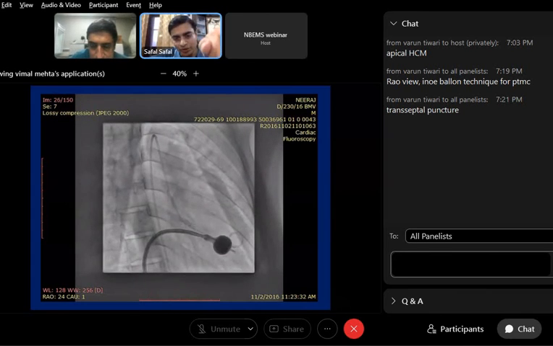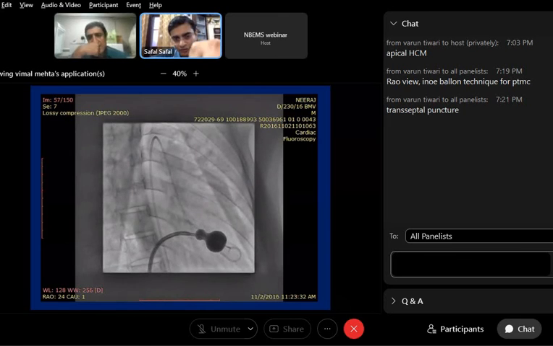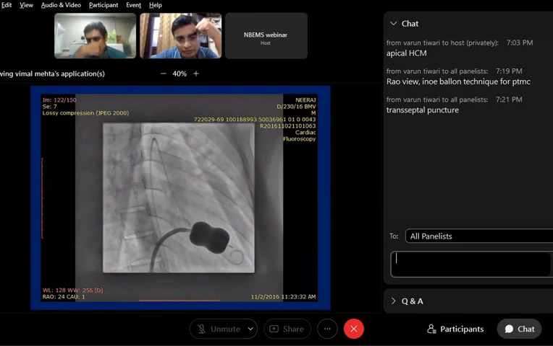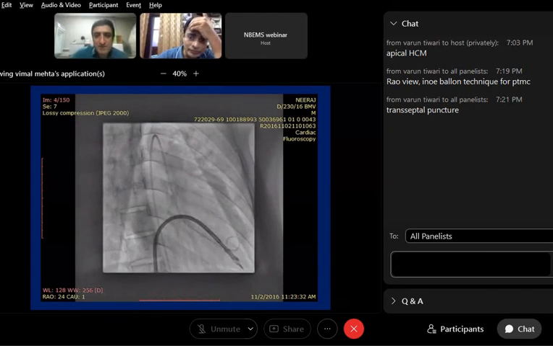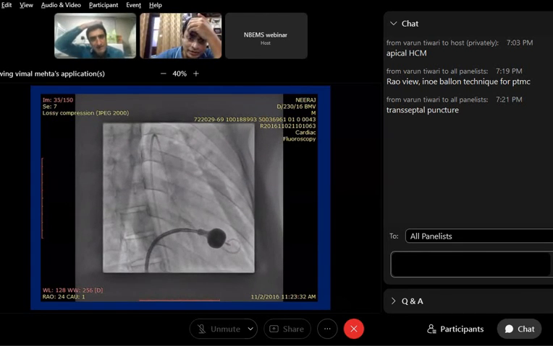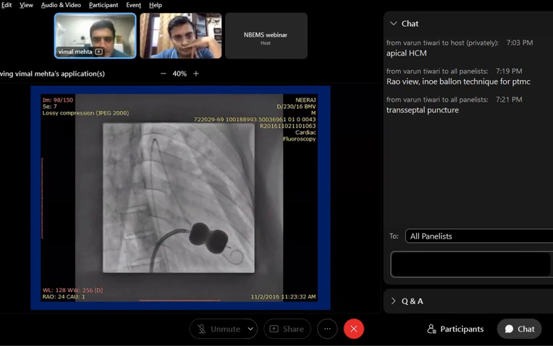This is the RAO view. You see your balloon now distally, you've inflated it, you pulled it back, and then it has stopped at the mitral valve. And where is the pigtail? And why has the pigtail been kept? Somebody has kept it. We generally don't keep it, but somebody has kept it. It is okay, perfectly okay.